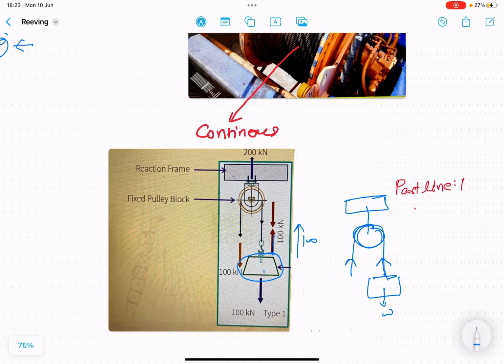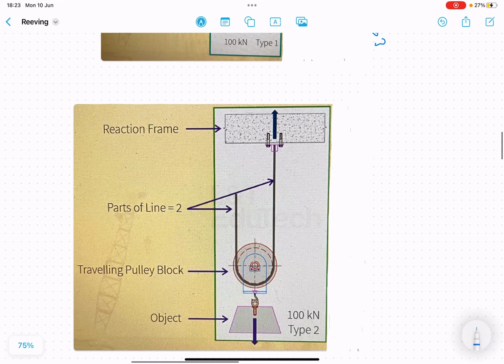So the load is 100 kilonewton. The load is coming on a single wire rope. In such a case, the part line is equal to 1, and if we calculate mechanical advantage, the load we are lifting is W, and the effort we are putting in is also W. That is equal to 1. This is a simple case.